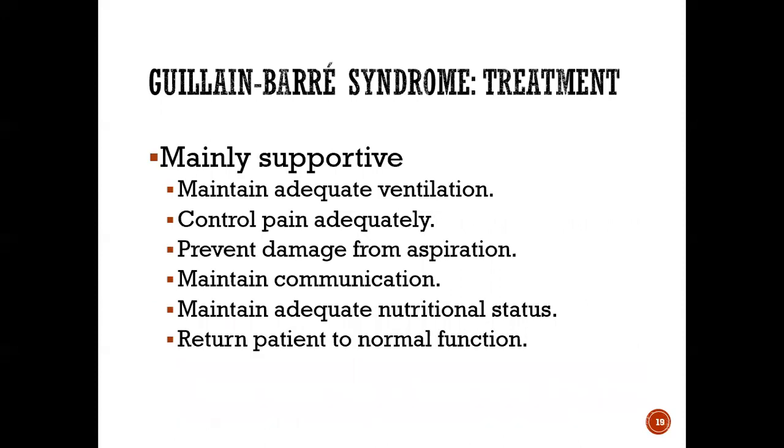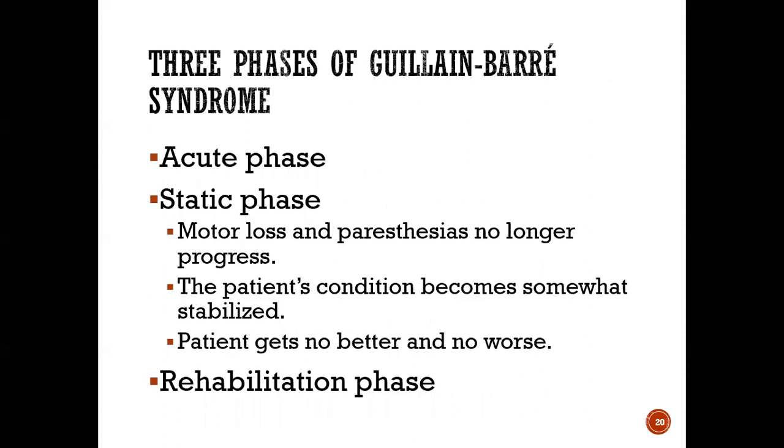What do we do? We support these patients. The big thing is eventually the paralysis is going to affect their lungs. So we have to make sure that we're maintaining adequate ventilation, controlling the pain that they're going to be experiencing adequately, preventing damage from aspiration, maintaining communication with these patients, maintaining adequate nutritional status, and returning the patient to a normal function. And that can happen.